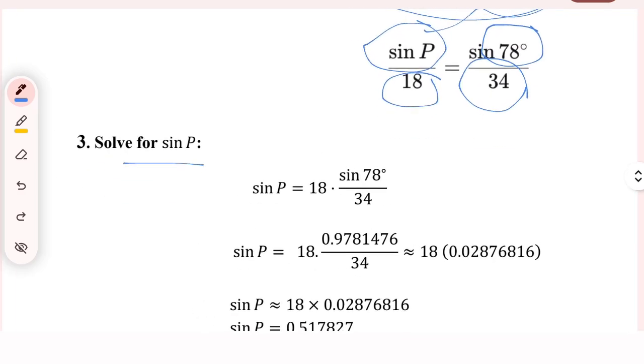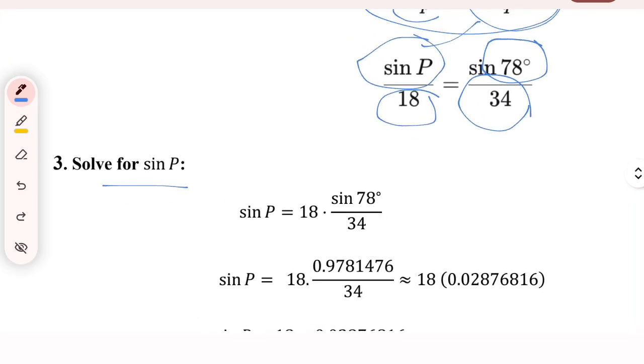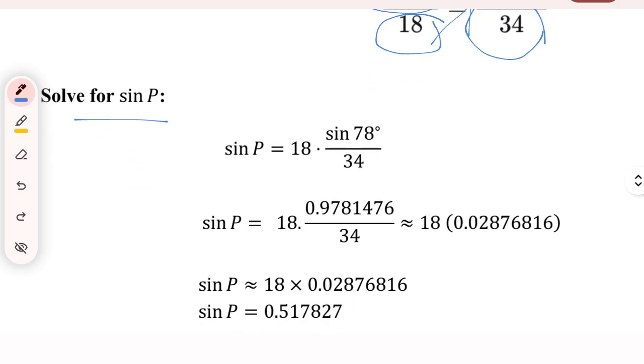So sine P is equal to, we can cross multiply that to the other side, so it would be 18 times sine 78 over 34. Sine 78 is this one. If you use your calculator, take the sine of 78 degrees, that's the answer, divided by 34. Don't forget to multiply it with 18. So 18 times this one, so this is the division of these two.